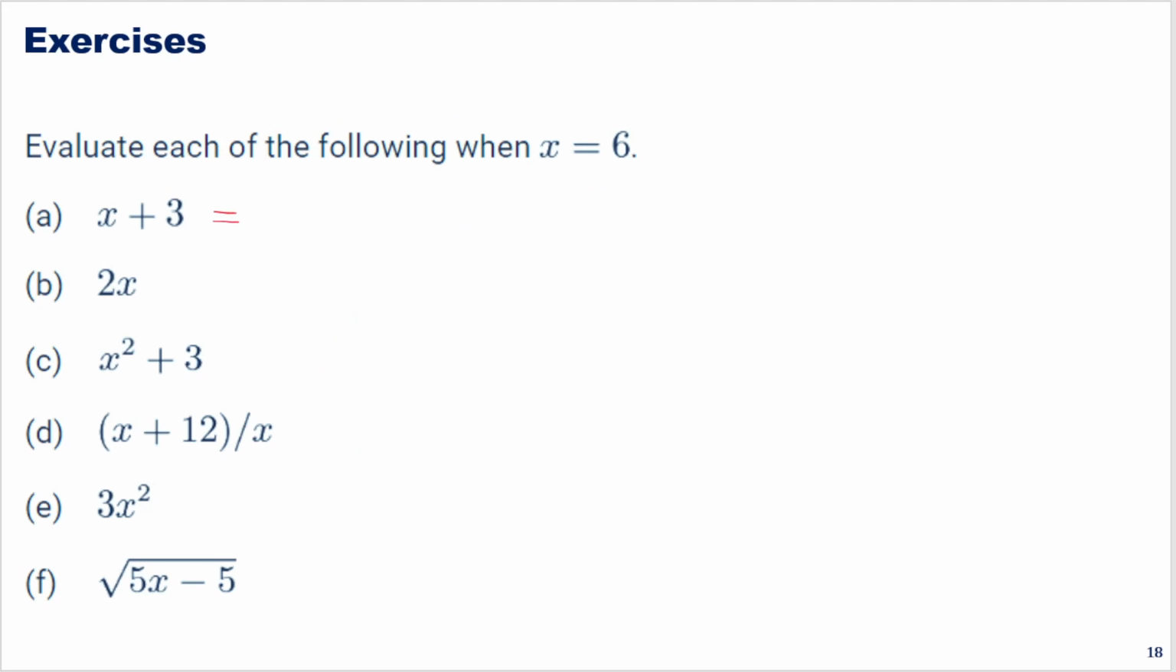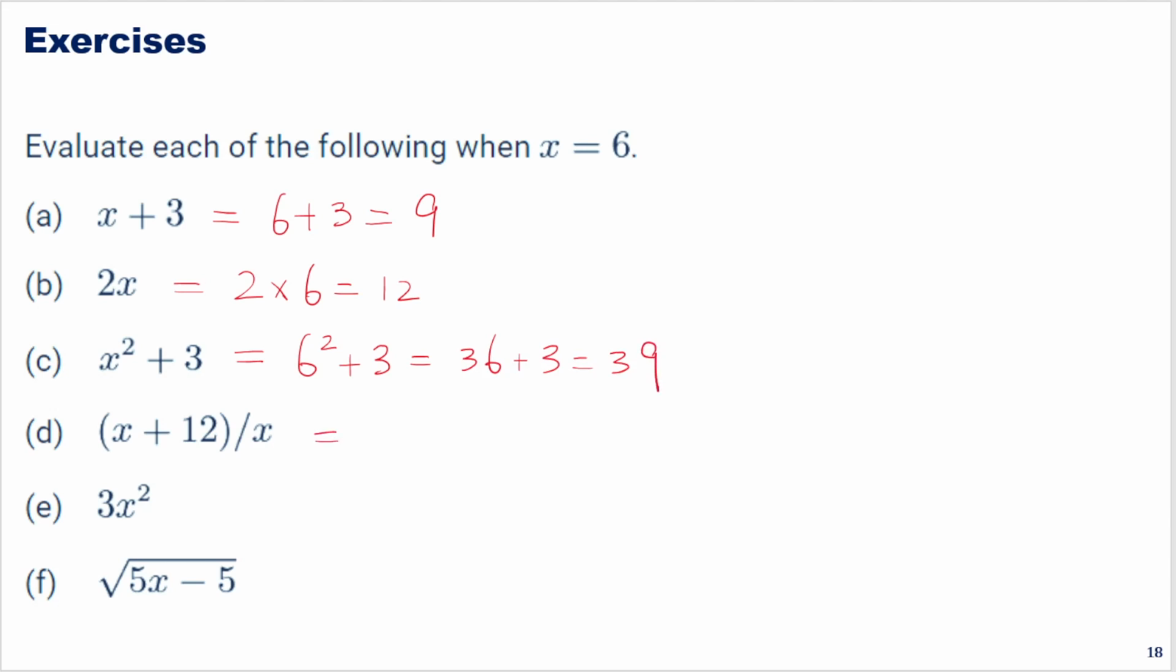So first of all, x plus 3. Well, x equals 6, we have 6 plus 3, right? And that gives us 9. 2x is actually 2 times x equals 6, so we'll have 12, right? And evaluate the third one. X squared plus 3 is actually 6 squared plus 3, which gives us 36 plus 3, so this is 39.